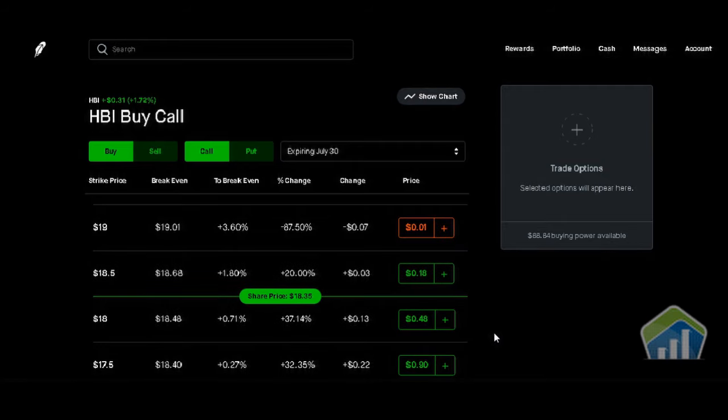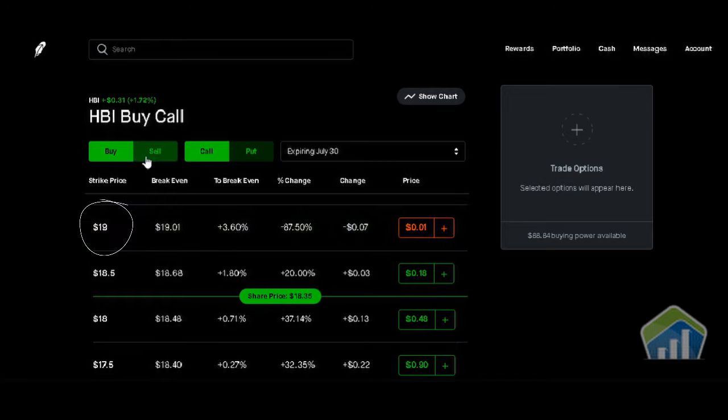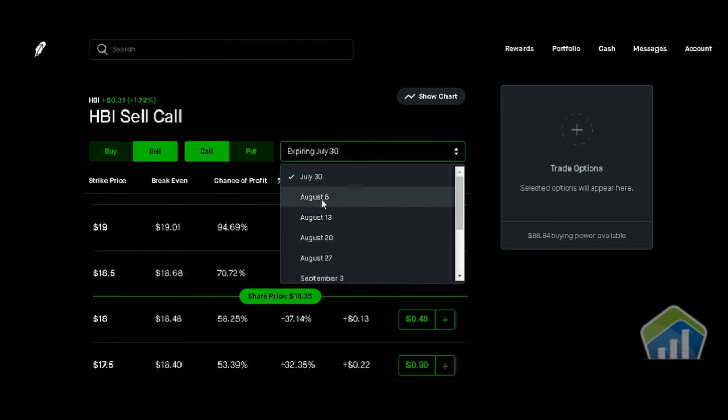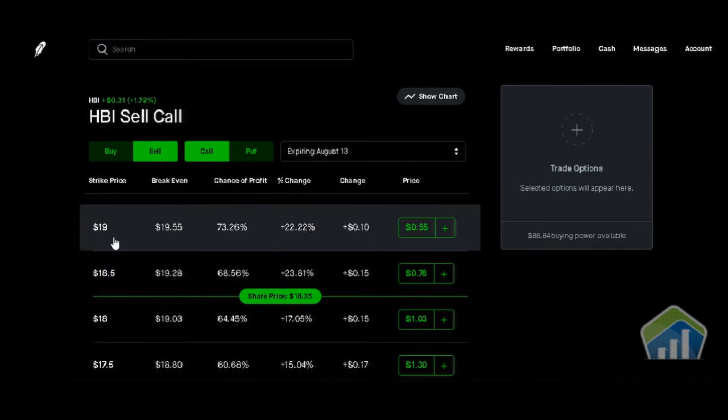So at that point, we're going to be looking at a $19 strike, right, of trying to sell these shares. So we're going to click on sell call, and we're going to change that to, let's say, 2 weeks away. So August 13th. We'll just use August 13th, right? So if we sell those 100 shares for $19, which is the strike price right here, or say that we're willing to sell, they'll pay us 55 cents per share, right? Which is going to be 55 cents times 100, which is going to be $55. So they're willing to give us $55 up front for saying that we'll sell at 19, right?